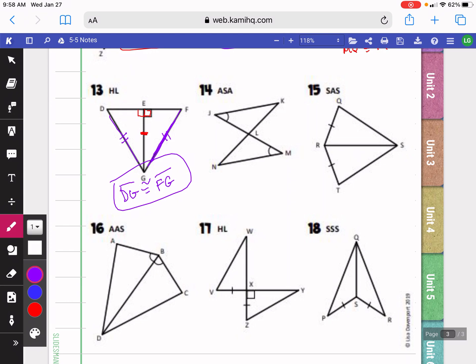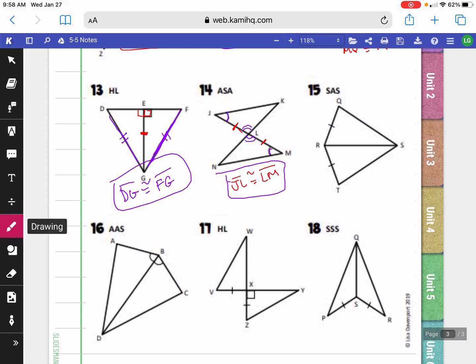This next one wants angle, side, angle. They gave us these angles. So we would want these sides to be congruent. So JL would have to be congruent to side LM. And we already know that these angles here are congruent because they're vertical angles. So we just need to prove that JL is congruent to LM.